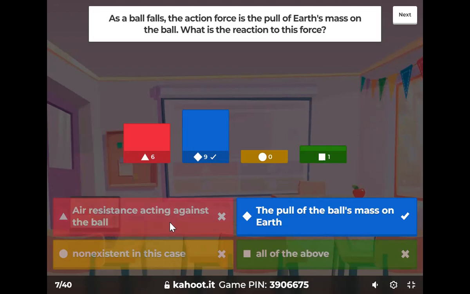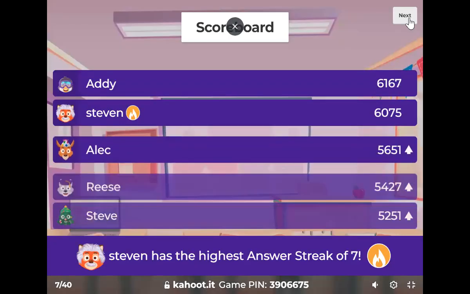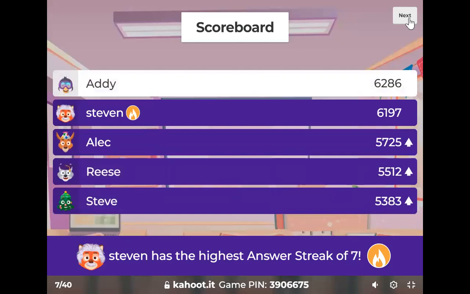If you picked the red one, some of you did, that's a different action reaction pair going on. So the ball pushing against the air and the air pushing back against the ball. That's a different action reaction going on. Okay? Yeah, so Earth pulls the ball, the ball pulls up on the Earth. There you go. Steve, Reese, Alex, Steven, Addie.